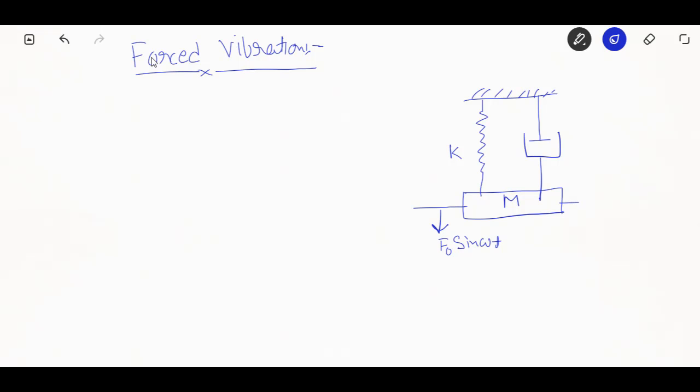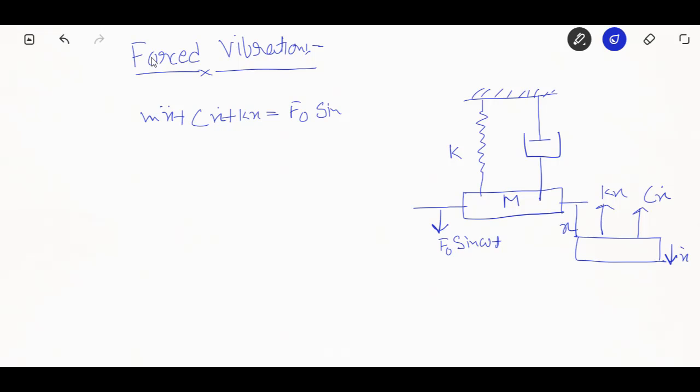Now because of this sinusoidal force, a displacement of x units took place. To restore the system, we will have a spring force, which is Kx, and similarly a damper force, which is Cx dot, opposite to the direction of acceleration. Newton's second law for this system gives Mx double dot plus Cx dot plus Kx. The restoring forces are on the left-hand side, and the disturbing force, which is the sinusoidal force, F naught sine omega t, is on the right.